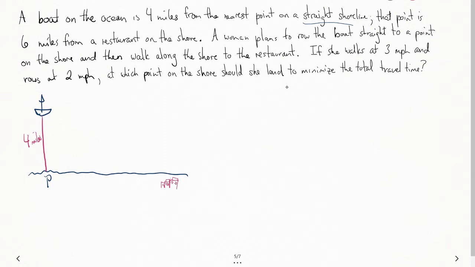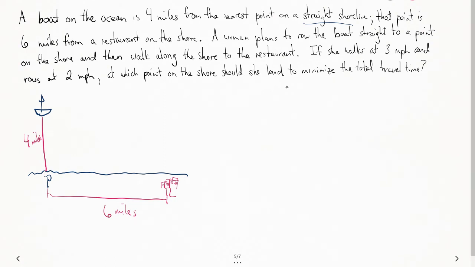So that way people can get excited about this. So there's your restaurant. Okay, in this distance from here to here we know is 6 miles. A woman plans to row the boat straight onto the shore and then walk to the restaurant.